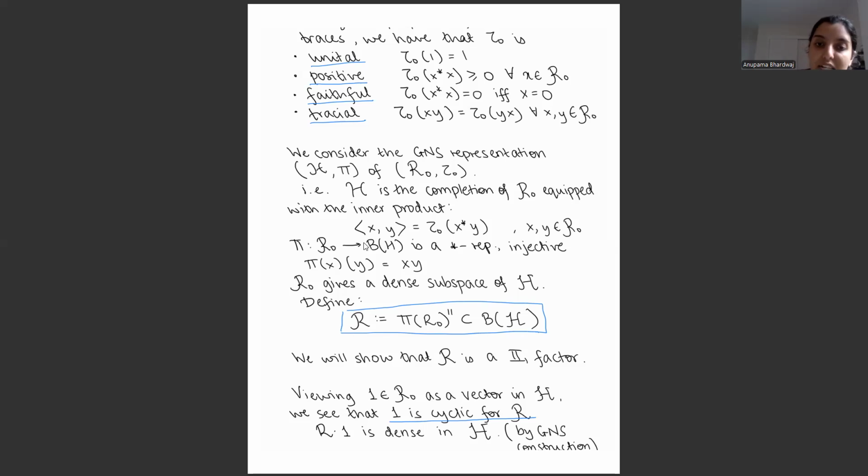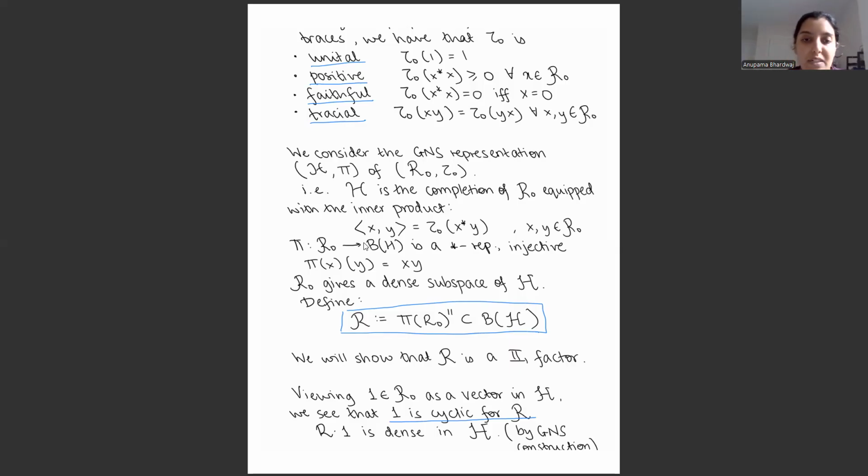We define R to be pi of R naught and then the double commutant. Or because of the bicommutant theorem, we can also call it the SOT closure of pi of R naught or the WOT closure of pi of R naught. All of them would be the same thing. So that is what we're defining R to be. And now this R is called the hyperfinite 2-1 factor. So we need to show that it's a 2-1 factor, and that is what we're going to go about doing.